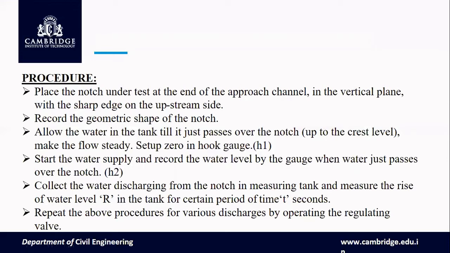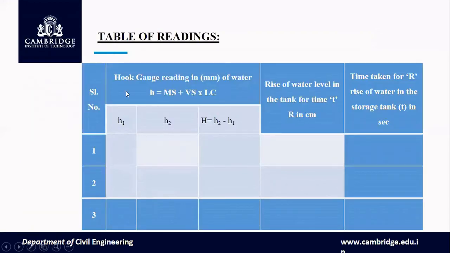These are the steps you have to follow during the conduction of the experiment. Next, you have to tabulate the readings. If you are going for 3 trials, mention 3 trials here. Then hook gauge readings, that will be in millimeters. Finally, you have to convert it to meters.